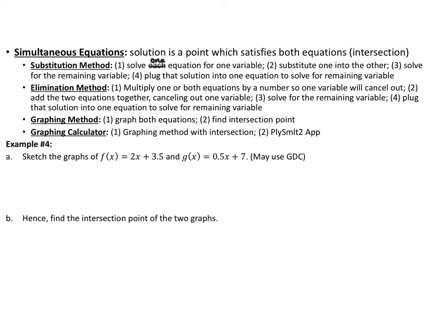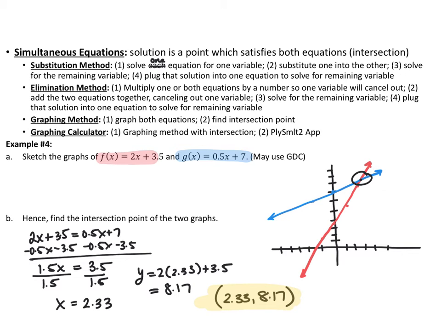So sketch the equations f(x) = 2x + 3.5 and g(x) = 0.5x + 7. You can use your graphing calculator, and then use a method to find the intersection point. So I sketched a graph right here. The red line is f(x) = 2x + 3.5. The blue line is g(x) = 0.5x + 7. So you can see this intersection point, but it's not in a very nice spot. I can't just read off the answer very easily.